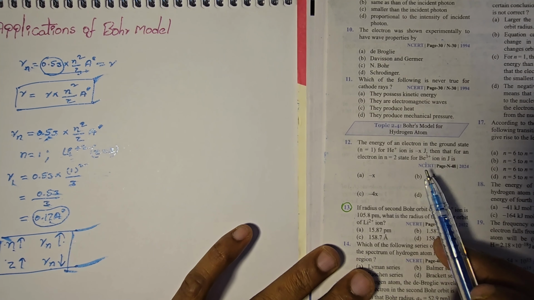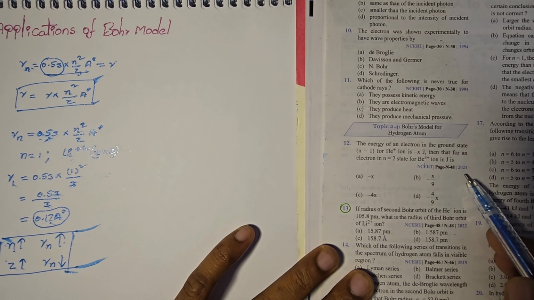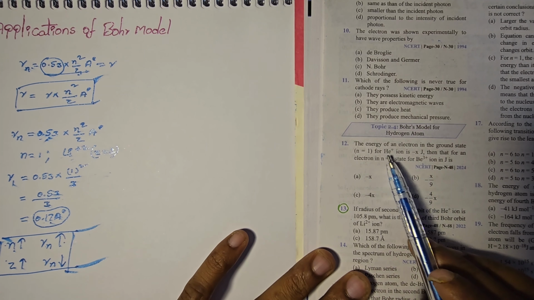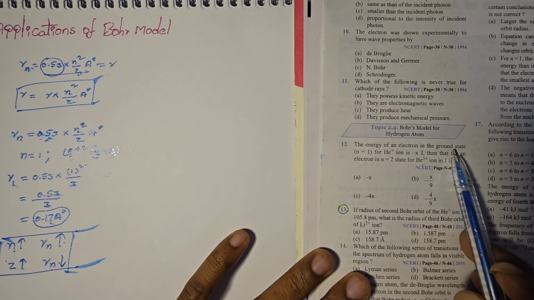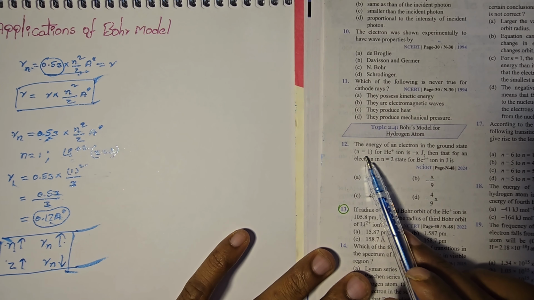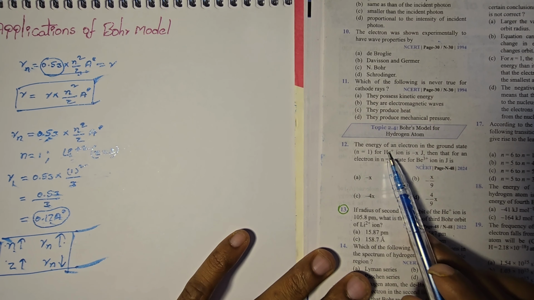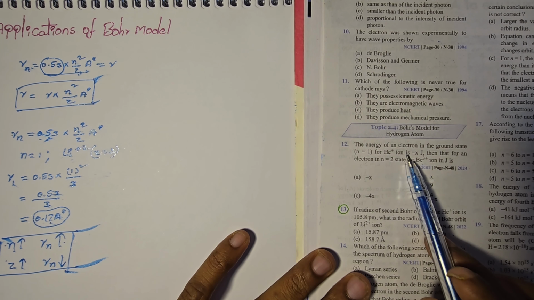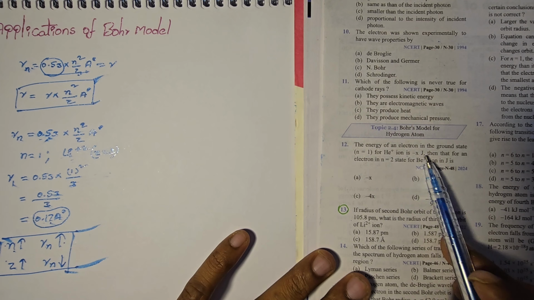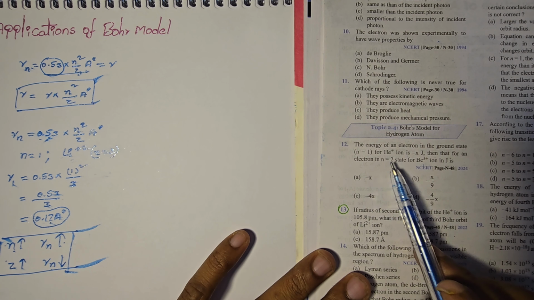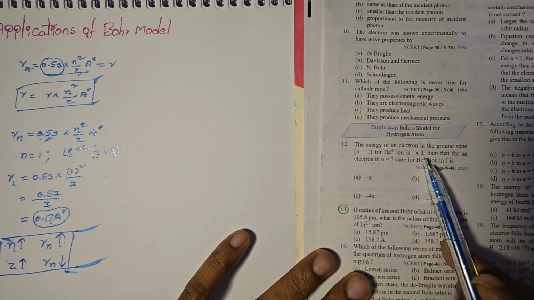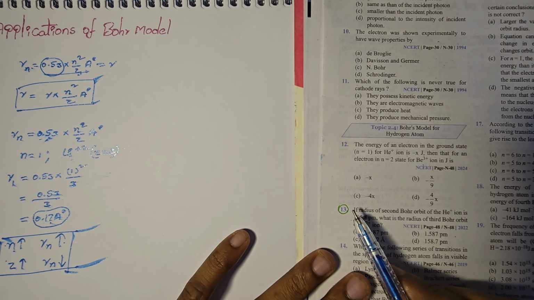Students, observe here, a 2024 NEET examination question. What is the question given? The energy of an electron in the ground state, n equal to 1, for the He plus (helium plus) ion is minus X joules. Then what is the energy for an electron in the n equal to 2 state for the beryllium 3 plus ion in joules? That is the question. So what is the solution?